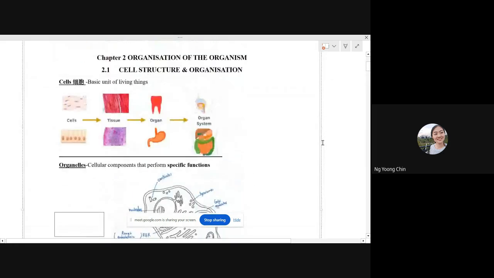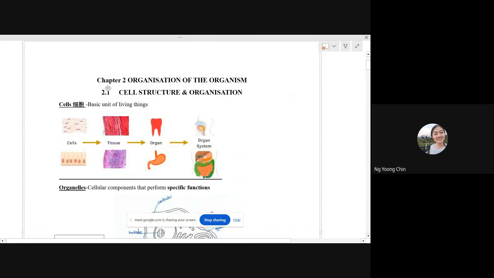Okay, I'll start. In this chapter 2, you learn about the details of the organism. Just like humans, we are multicellular organisms, made of a lot of cells. In humans, there are many billions, unable to calculate because there are too many cells forming us. So what is meant by a cell? A cell is the building block of the living organism.